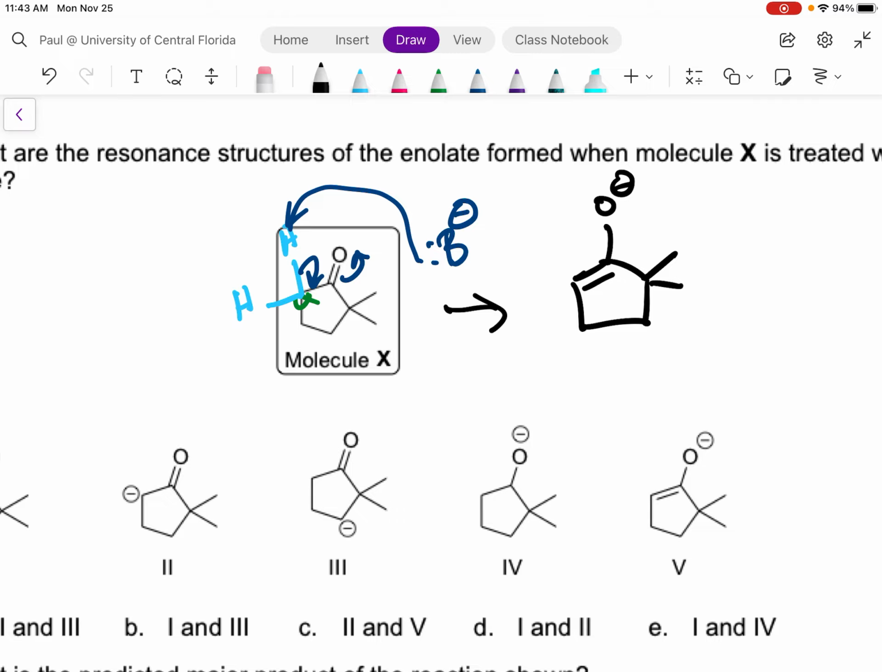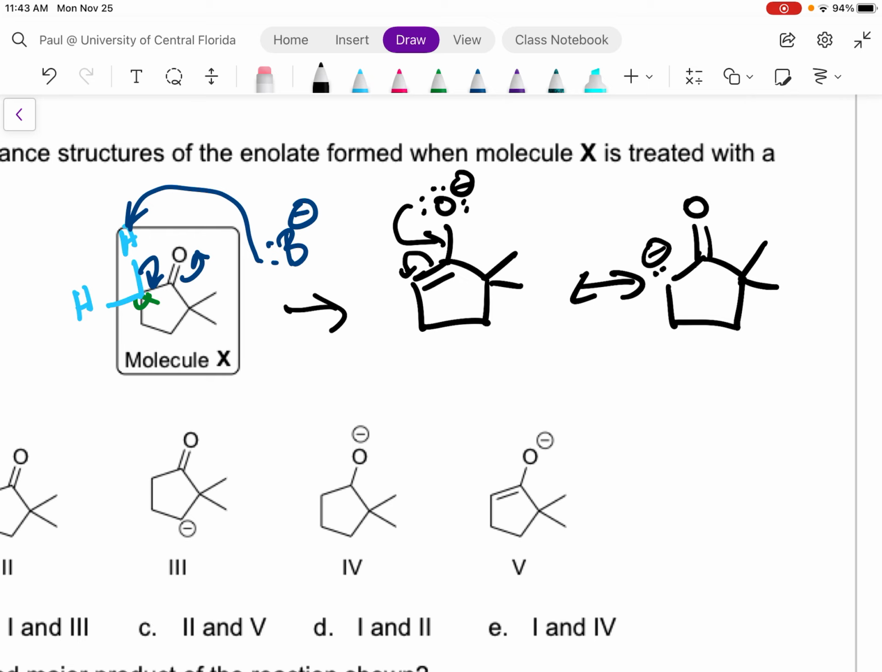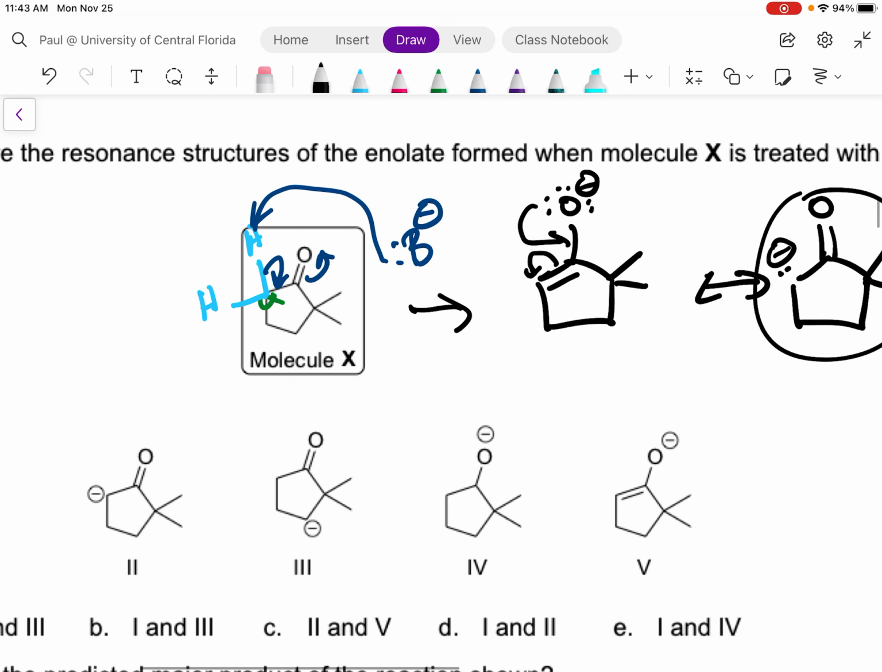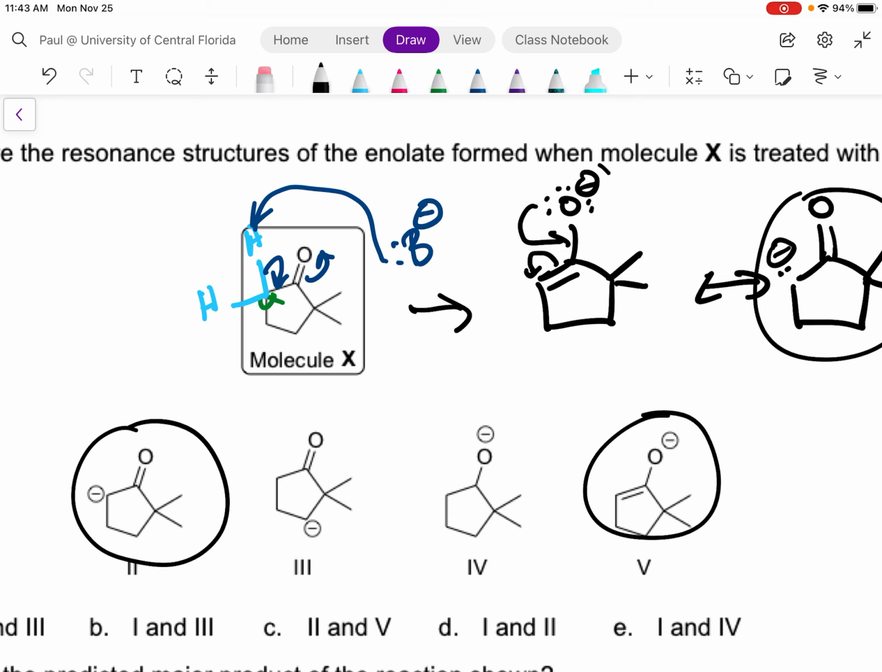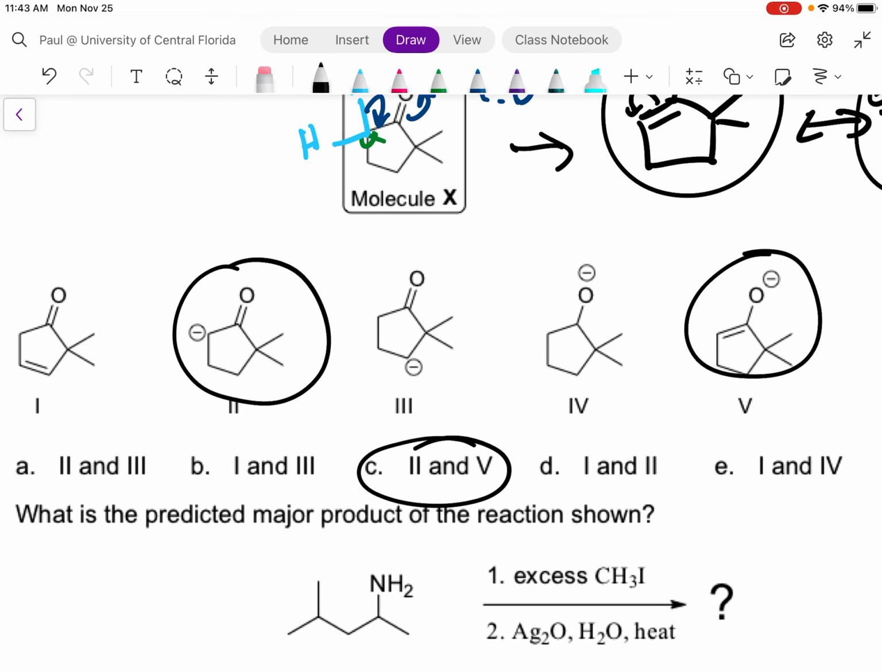Like that. And then from that you could draw a resonance structure where one of those lone pairs comes down and then those electrons go there. So we would have something that looks like this. And so when we're trying to find that, we will see that this guy right here matches that guy. And then we see that this guy matches that guy. So the answer then for that would have to be C.